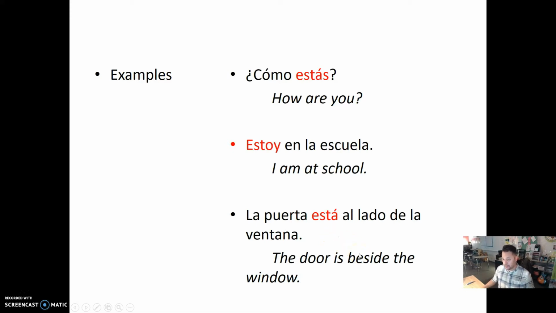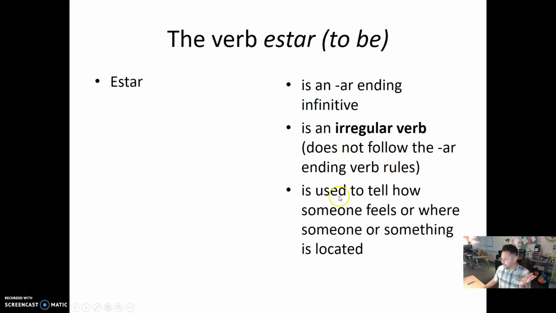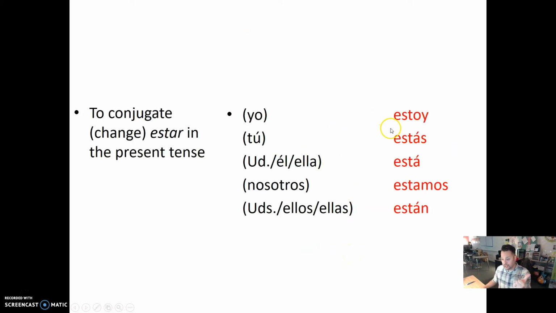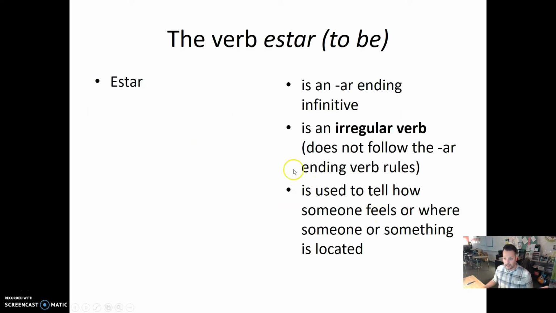Okay? So once again, ladies and gentlemen, to recap: estoy, estás, está, estamos, están. You use the verb estar, which means to be, to tell how someone feels or where someone or something is located. And that is a quick look at the verb estar.